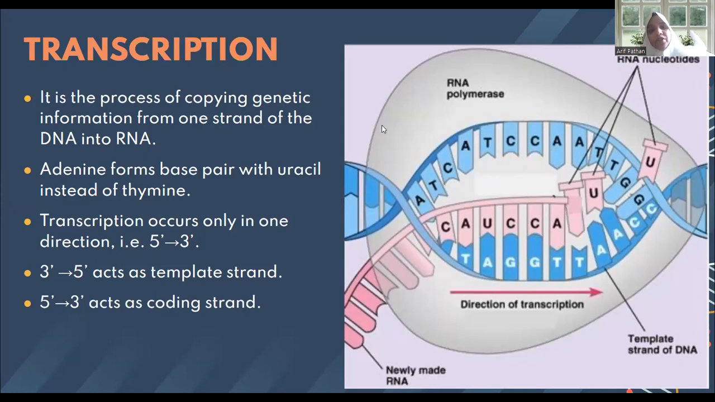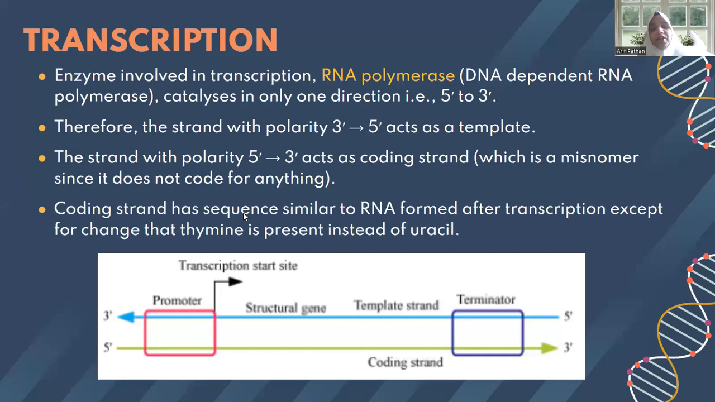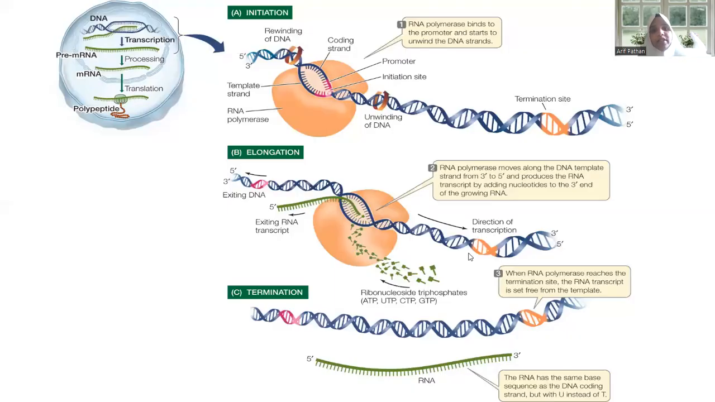Okay, that is what we understand by: the coding strand has a sequence similar to the RNA which is formed after transcription, except for the change that in place of thymine, uracil will be there in the mRNA. That's it. No other difference. So these are the steps which are involved in the transcription process.